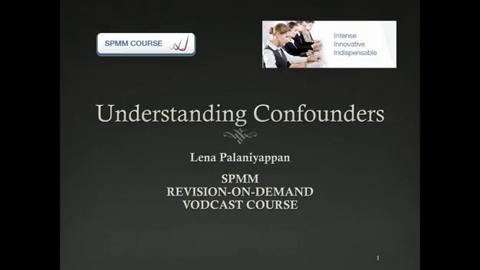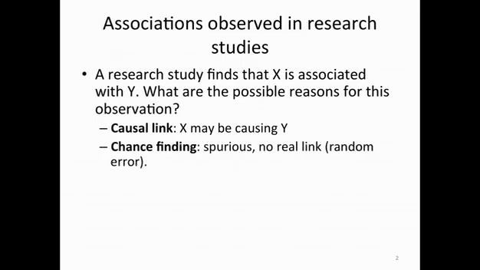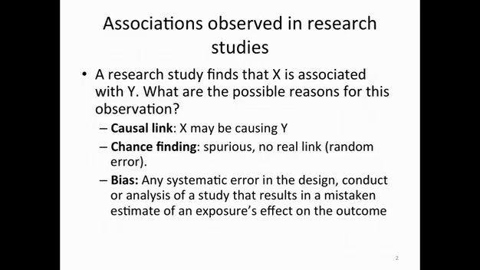In this podcast, I will discuss the issue of confounders in clinical research and how to deal with them. There may be many reasons why we find associations between two variables in research studies. There may be a genuine causal link between the two variables x and y. While this is what researchers want to conclude from the results, it is also possible that the observed association is a chance finding due to random error. Sometimes, a systematic error in the conduct of the study may also lead to false positive observations. This is known as bias. Finally, the association between x and y may be occurring through a third factor called the confounder.